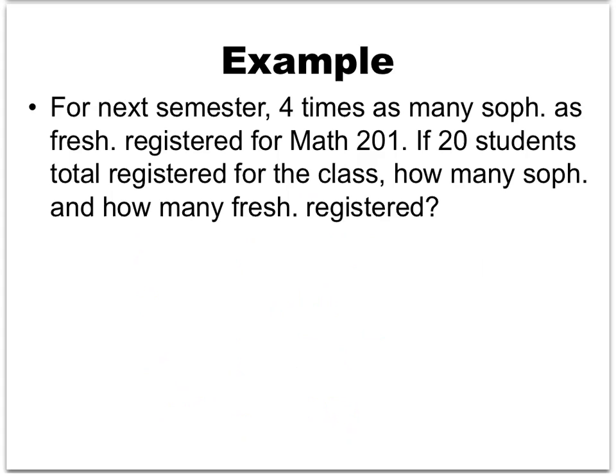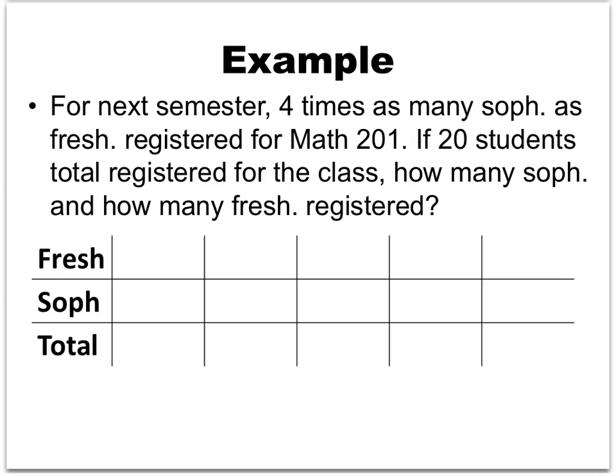Now at first glance it doesn't look like there's a ratio involved here, but if we look closer we see that we've got 4 times as many sophomores as freshmen. So that means the ratio of sophomores to freshmen is 4 to 1. So let's set up a little table here, and just to start off things, let's suppose that we have a total of 1 freshman register for the class. Now that's not what's told in the problem, but let's start setting this up.